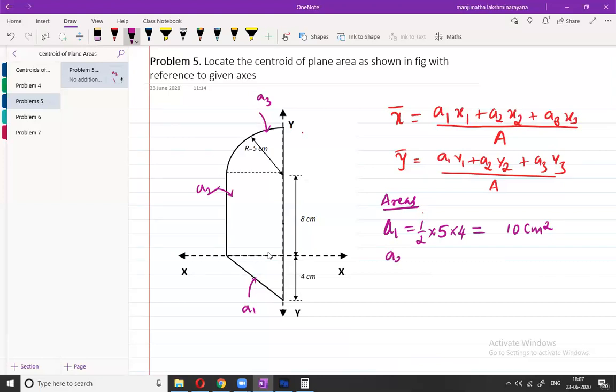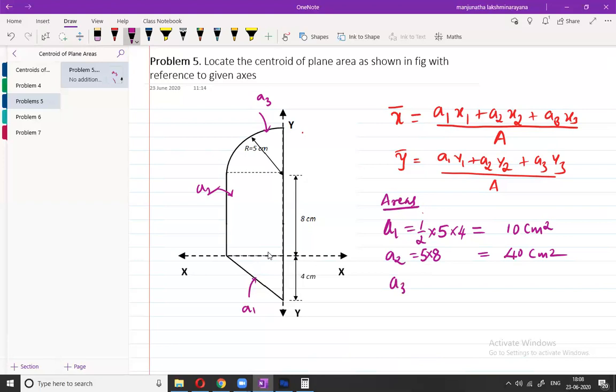Next, A2. A2 is a rectangle, so the dimensions are 8 and 5. So 5 into 8 is the area. 5 8s are 40 centimeter square.